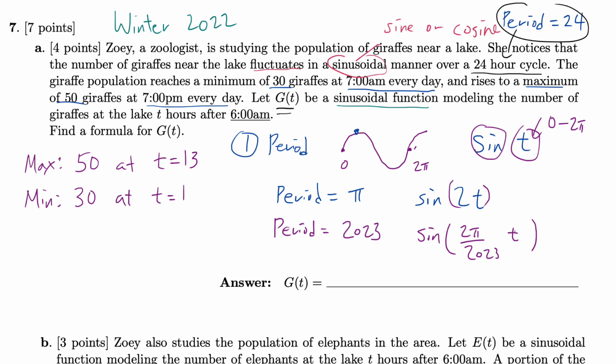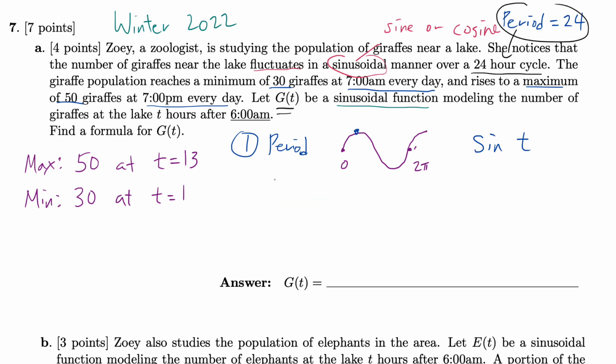And the reason for this is when t now goes from 0 to 2023, the entire quantity inside the sine is going from 0 to 2 pi over 2023 times 2023. So the entire thing is going from 0 to 2 pi. So it's repeating every 2023. So by using this kind of reasoning, you can easily find the coefficient of t inside the sine, given the period.